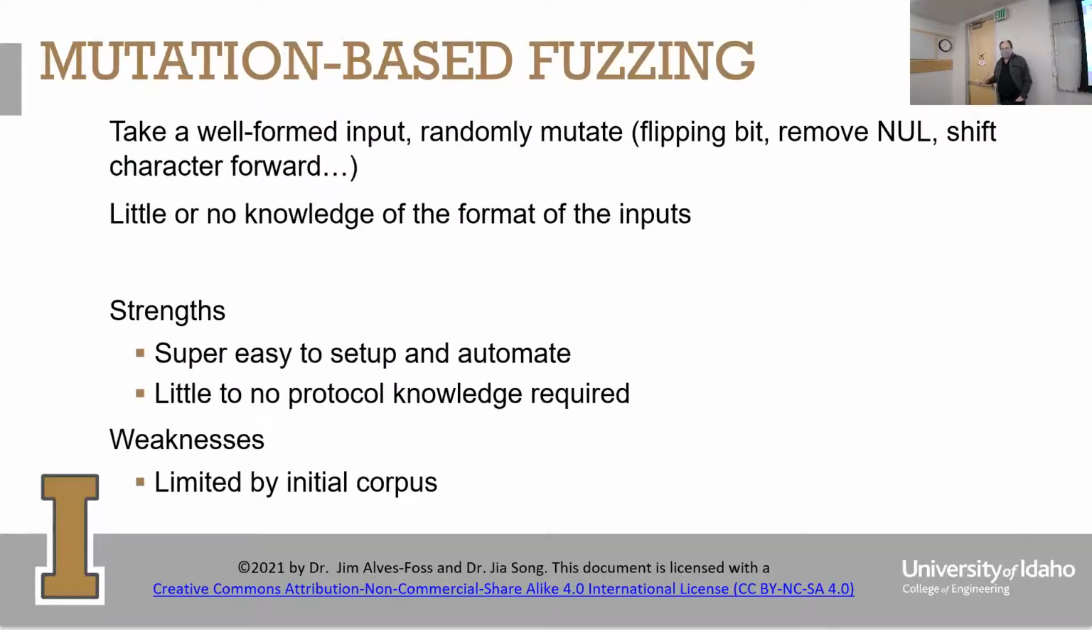So the mutation, like I say, you take a well-formed input, randomly mutate it. Maybe just flip a single bit. Remove the null. Strings in C, like I said, end with the null character, the 0 character, to tell us that's the end of the string. What if you remove that from the input? How does it know that it's the end of the string?